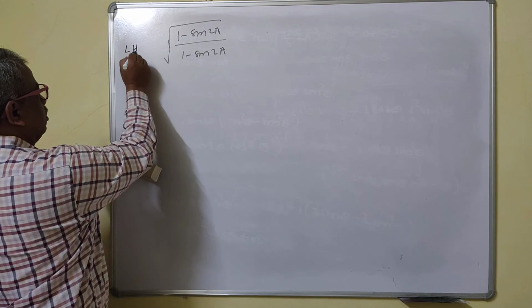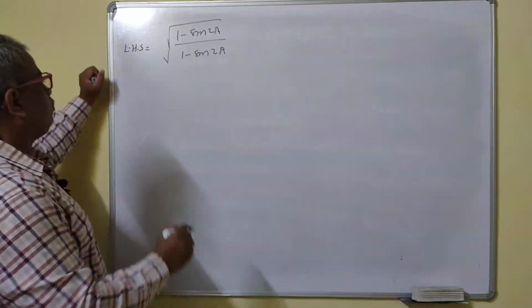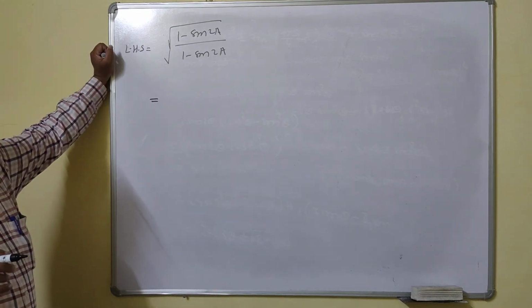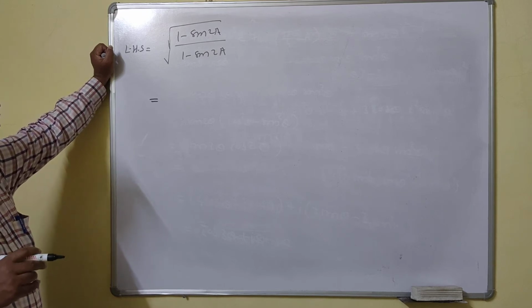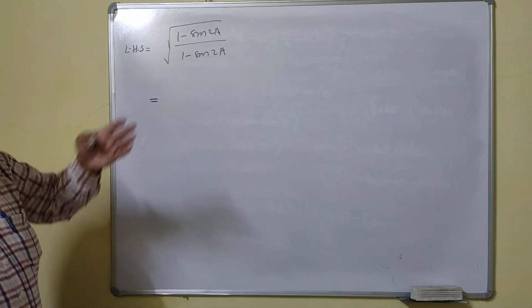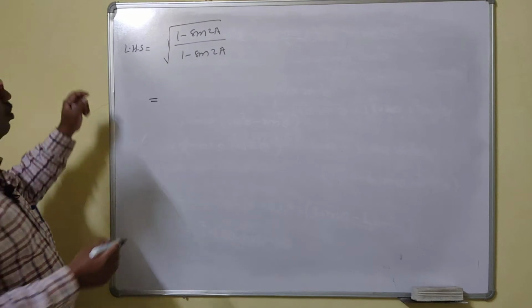Take LHS. So we don't want root now. So what is our try? Our try is what? You have to express this as a square of something. Express the numerator as a square of something, and express the denominator as a square of something. So what do we write?